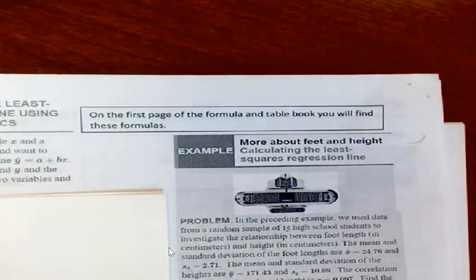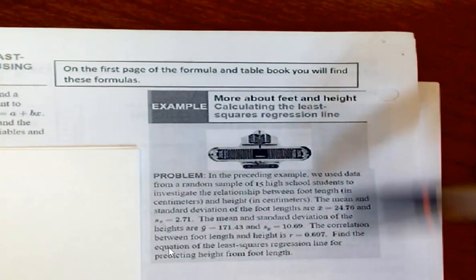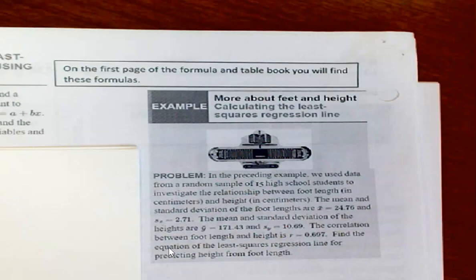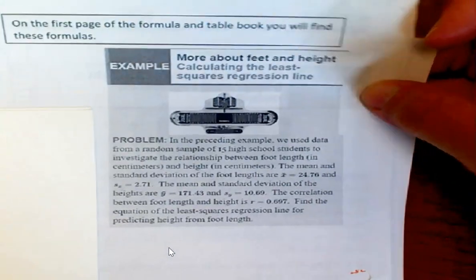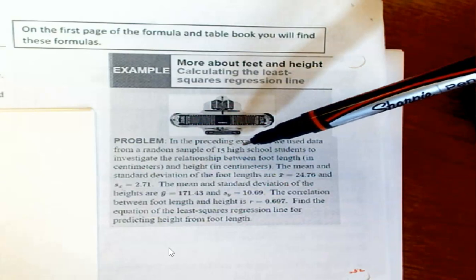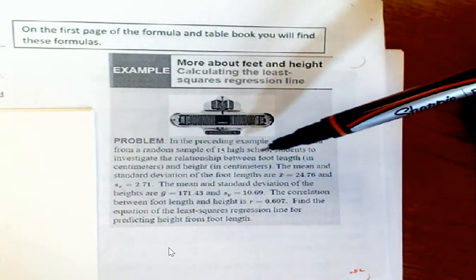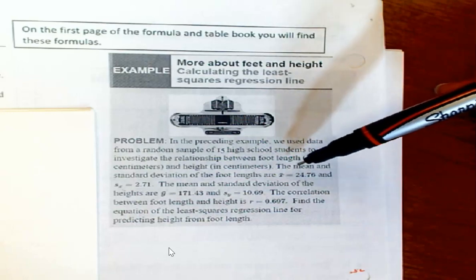Okay, so this problem says, more about feet and height, calculating the least squared regression line. So they're going to give us some data basically, and you do have the formulas so you don't have to memorize them, but you need to go find the least squared regression line. So it says, in the preceding example, we used data from a random sample of 15 high school students to investigate the relationship between foot length in centimeters and height in centimeters.